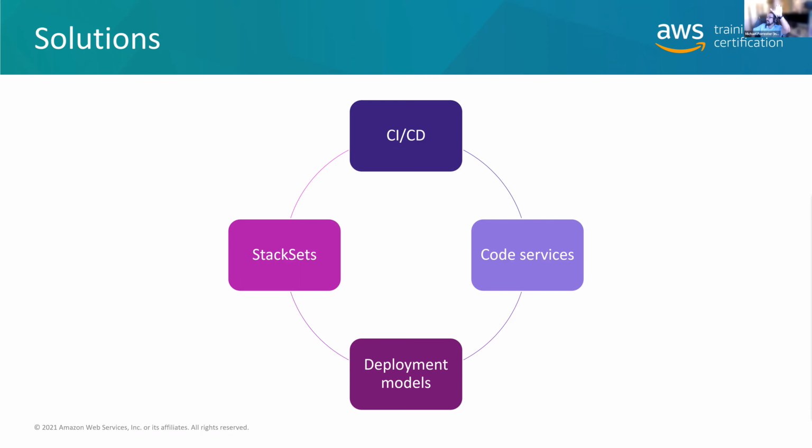Before I get into this, are there any questions about CI/CD, the code services that we talked about, or just the general idea around in-place, rolling, immutable, and blue-green? Okay.